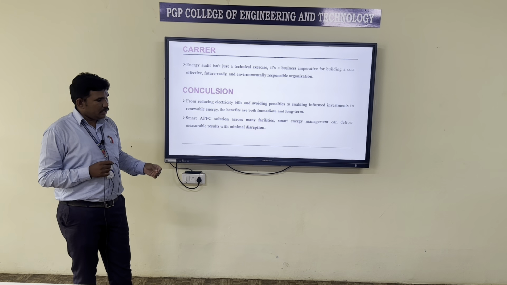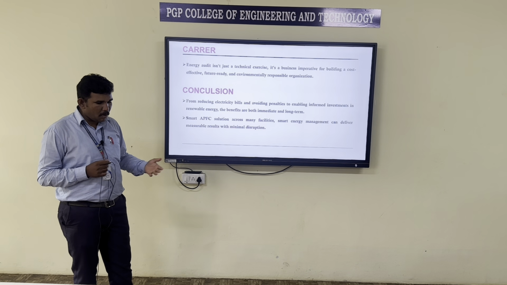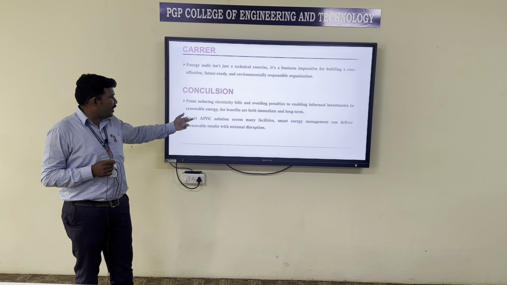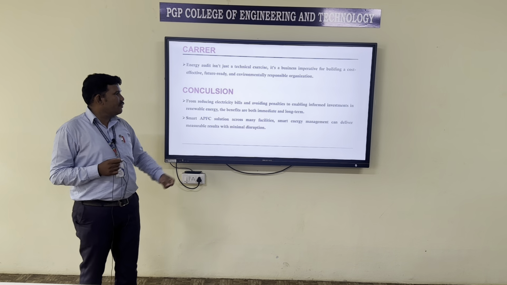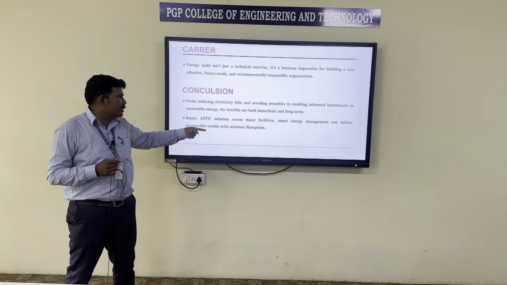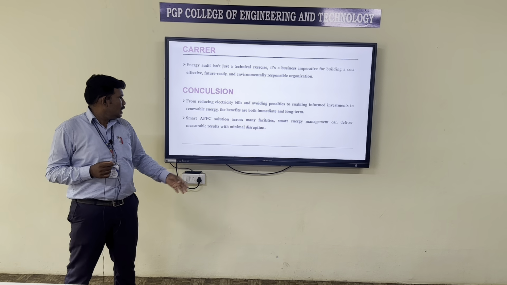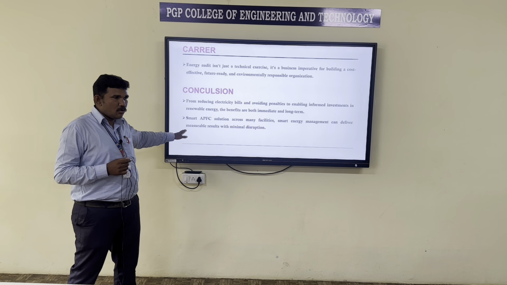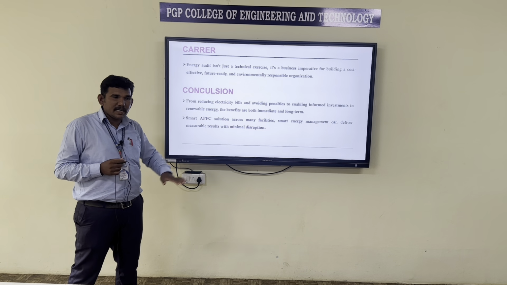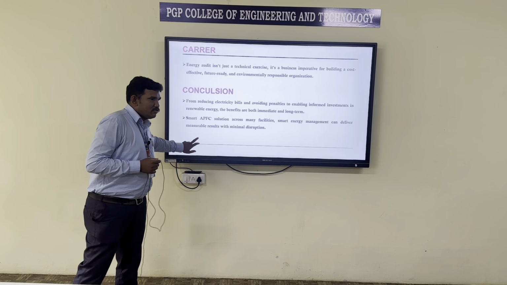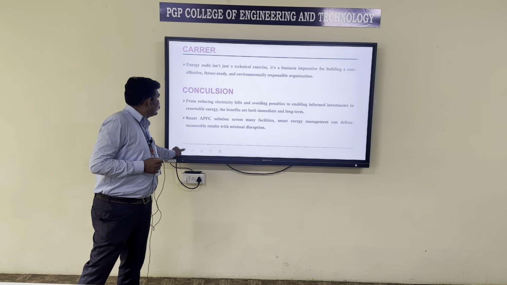Next we are going for the next generation of smartness. Smartness in the sense what? Smart automatic power factor correction solutions, which give many facilities, and smart energy meters can deliver measurable results with minimal dispatch. Automatic power factor correction is already available with all industries. They are going for smartness and smart energy meters. After the election you will get smart energy meters which will be useful for you. So thank you.